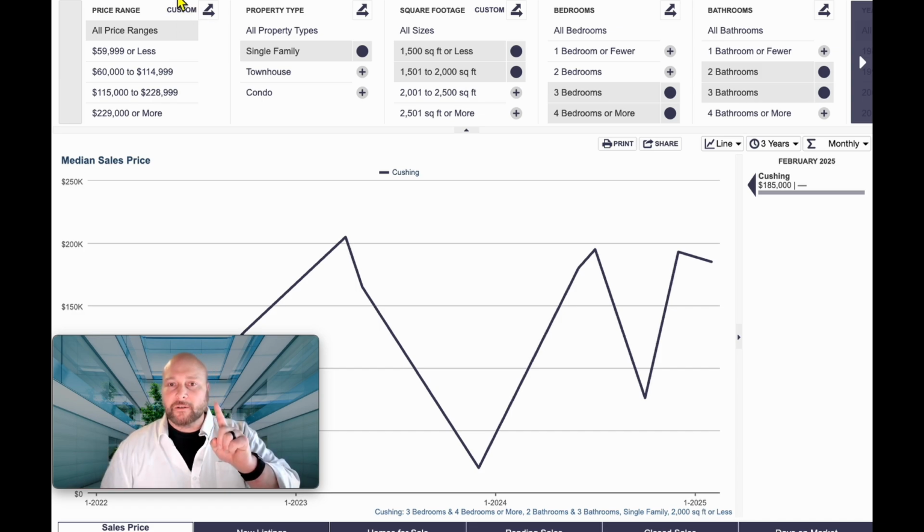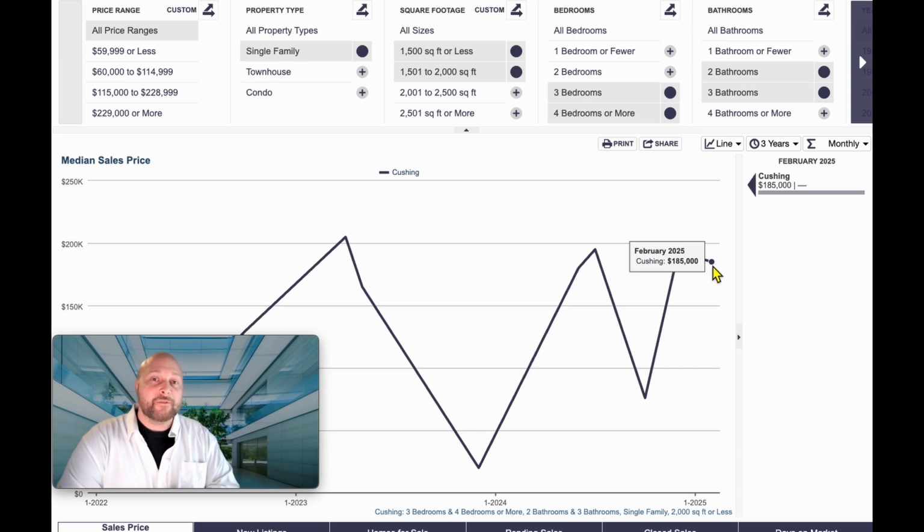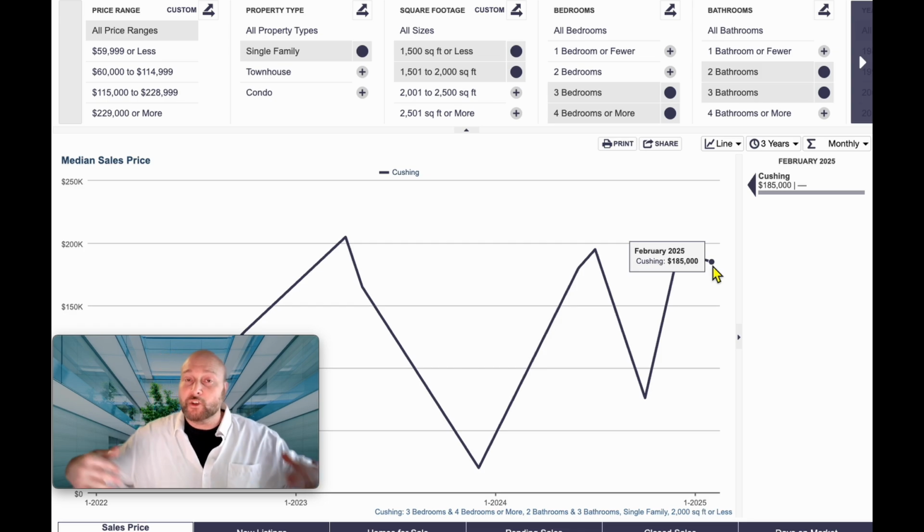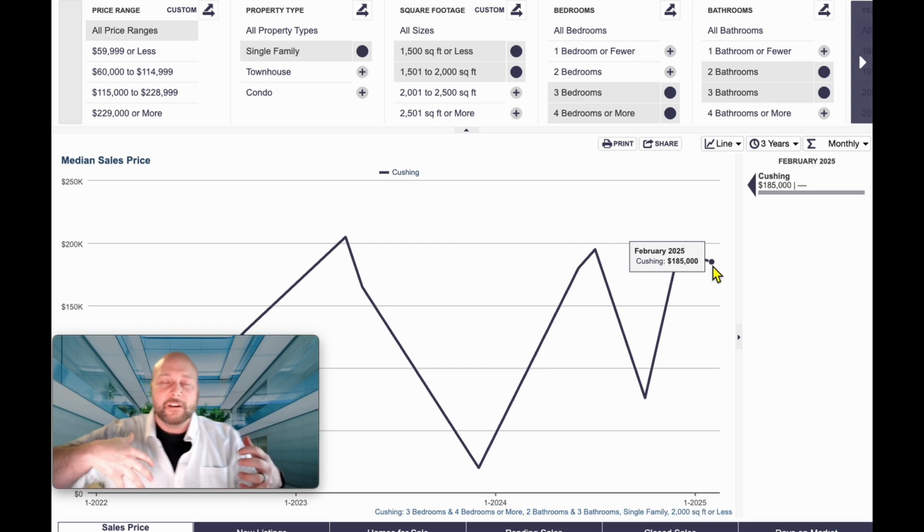See up above there where it says Cushing, all price ranges, single family, and I did 2,000 square feet and below, minimum 3 beds, minimum 4 beds, and then 2 baths, minimum 3 baths. So if you plug this into any of your MLSs, you're trying to figure out what the median sales price is. So if I go over here on our MLS, the median sales price for Cushing is $185,000. So you wouldn't want to deviate too much from that.